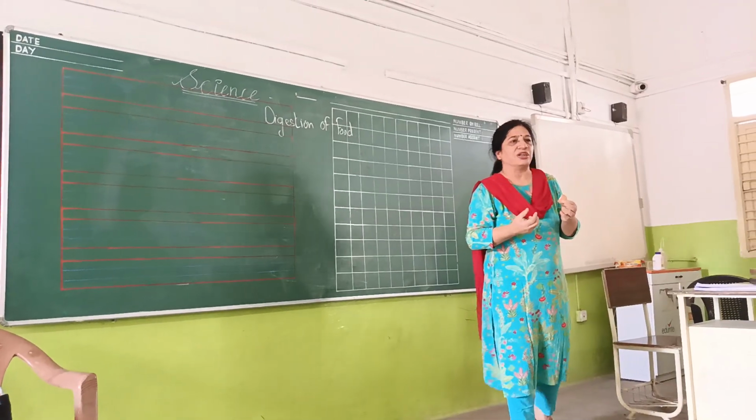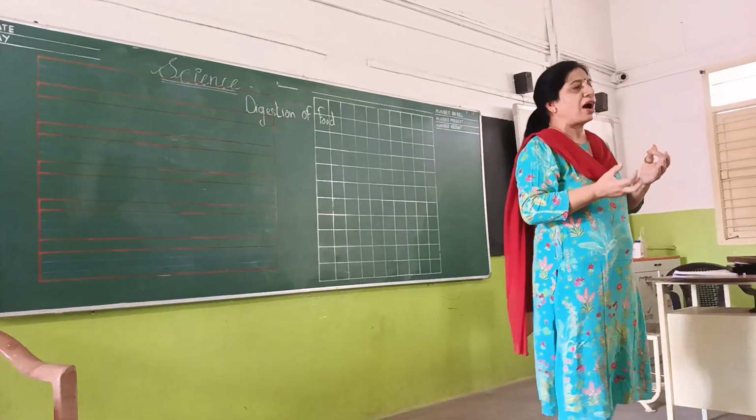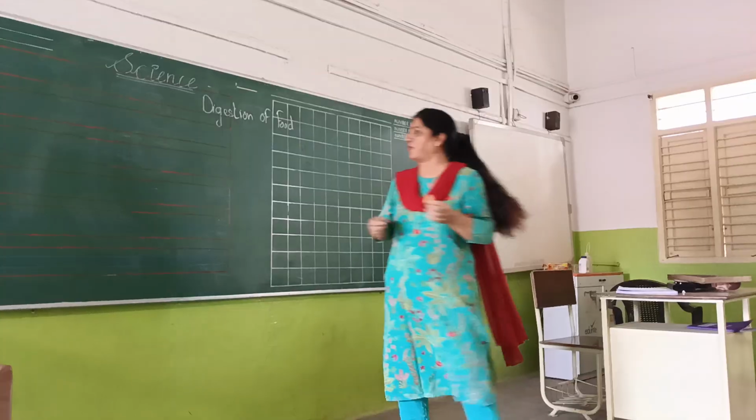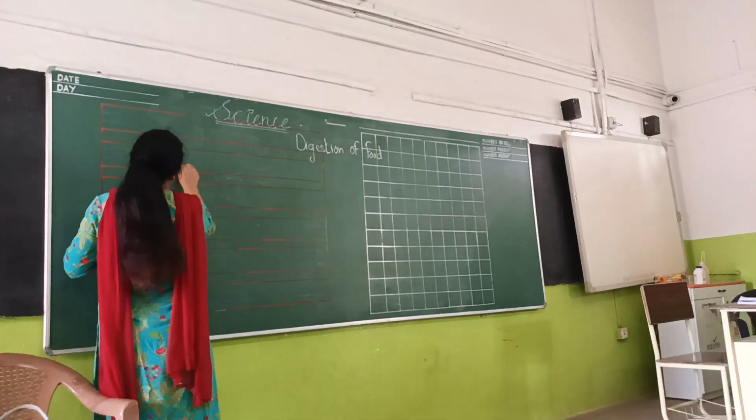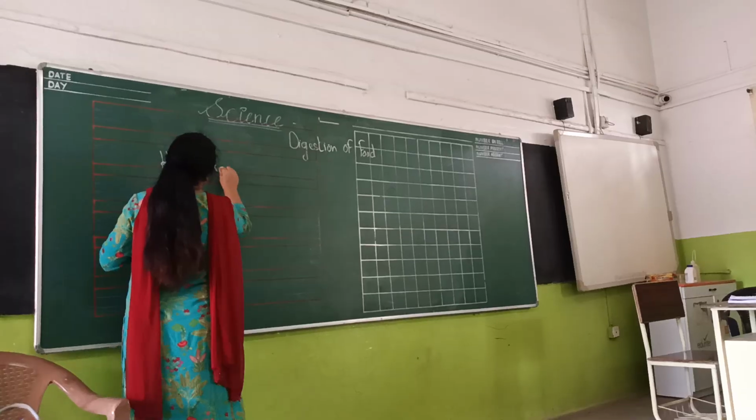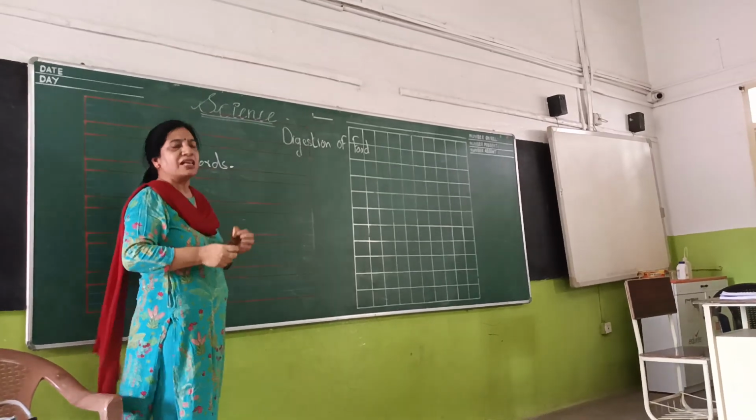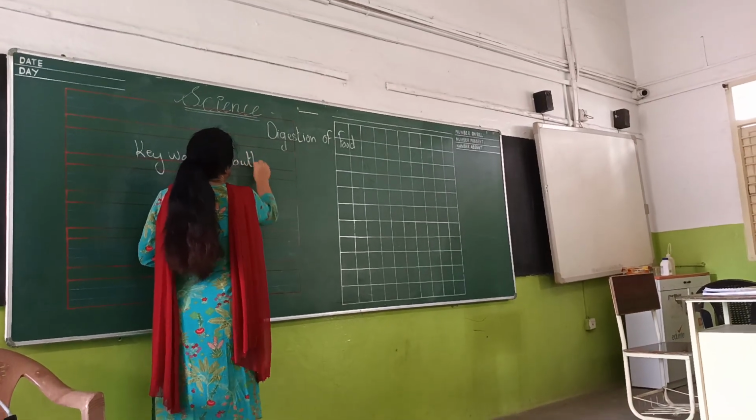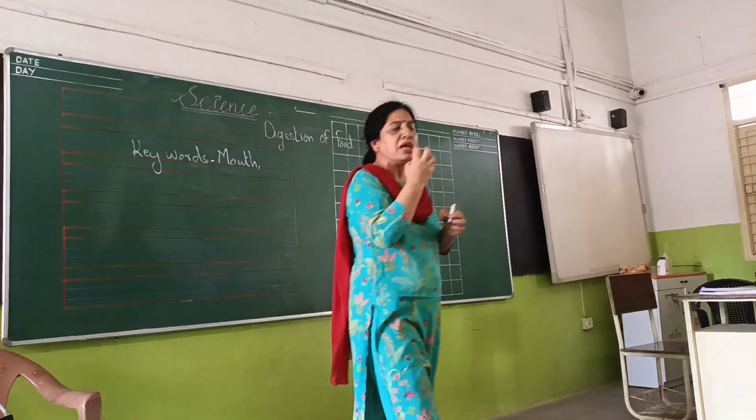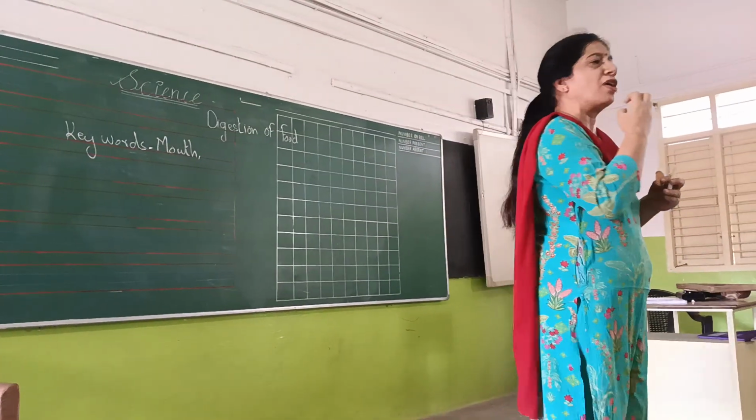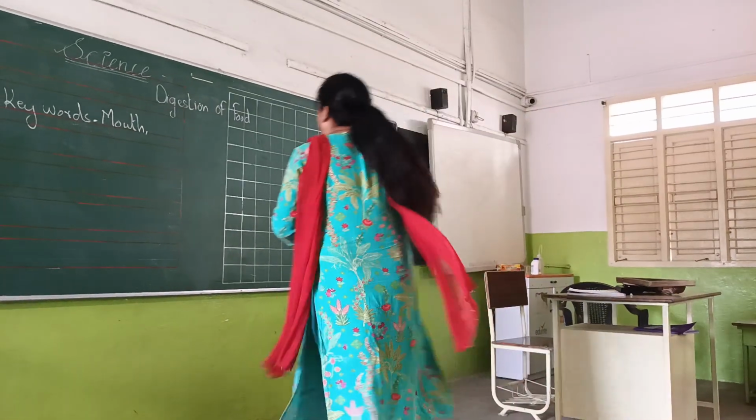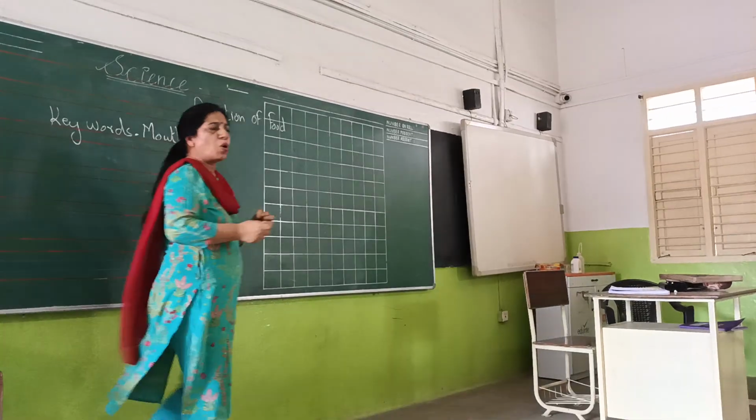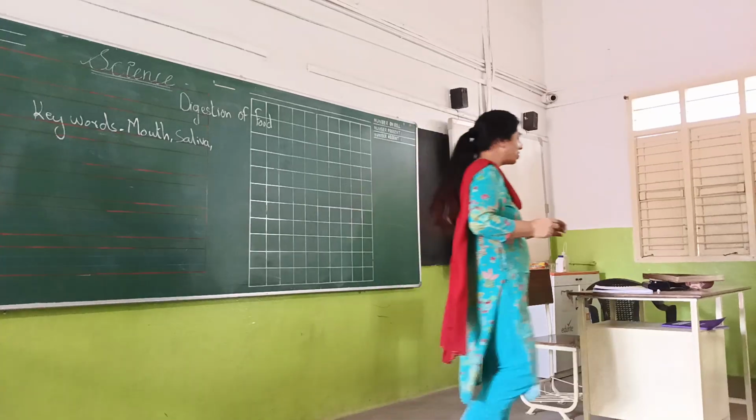So what is digestion of food? And we are going to see what are the organs present in the digestive system. Now the first organ we are going to see is the first keyword. Our digestion starts with the mouth. Now, there is something present in our mouth that softens the food that we eat. That is called saliva.